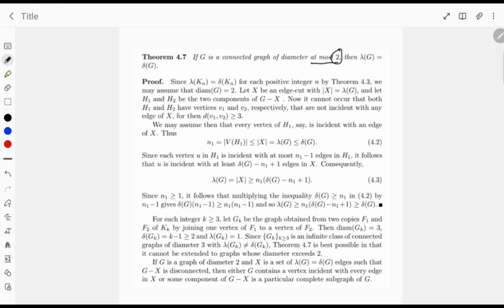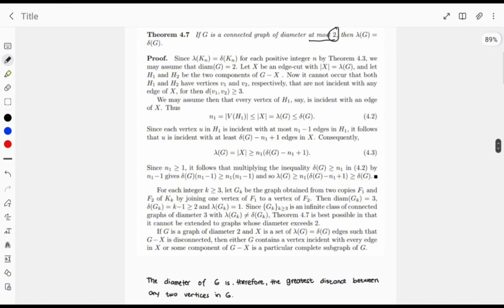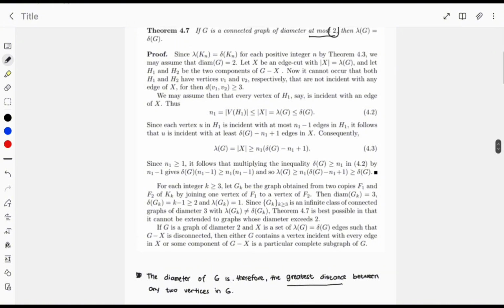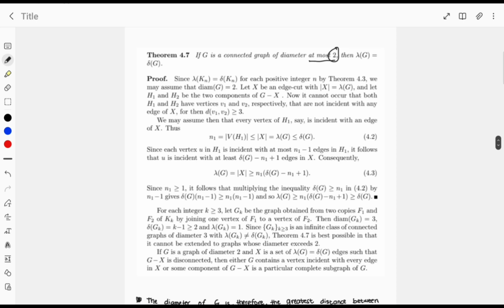So before we dig into the proof, let's review what a diameter is. The diameter of G is the greatest distance between any 2 vertices in a graph G. So this is the greatest distance. Proof: since lambda of Kn, a complete graph, is equal to delta of Kn for each positive integer n, and this is by theorem 4.3, we assume the diameter of G is equal to 2.